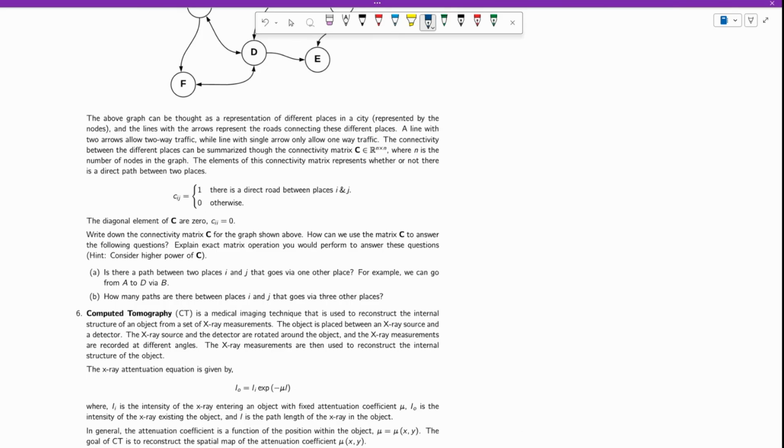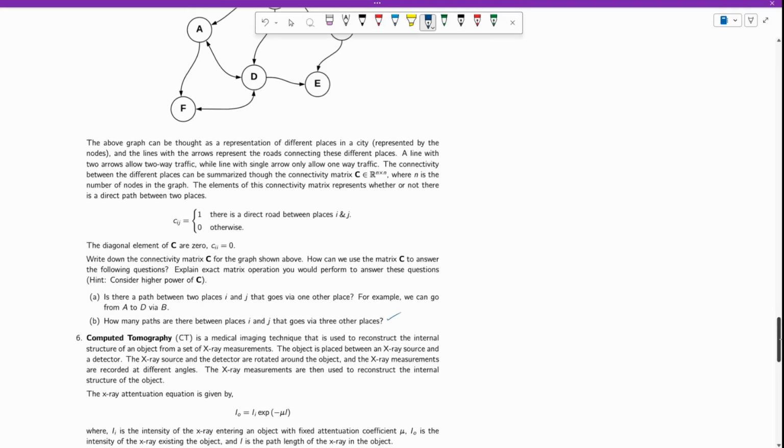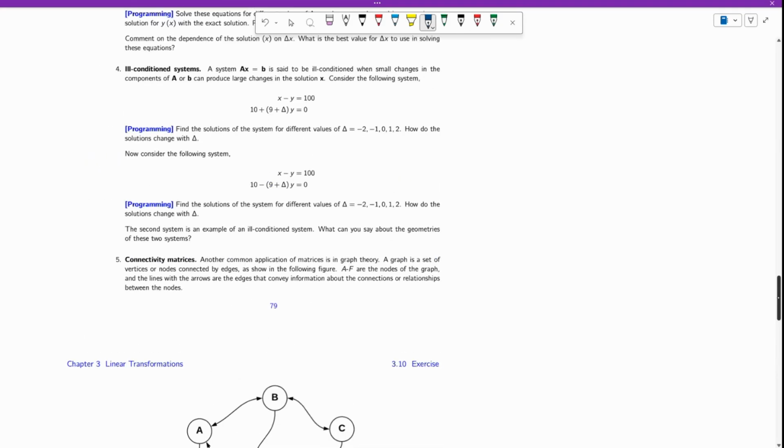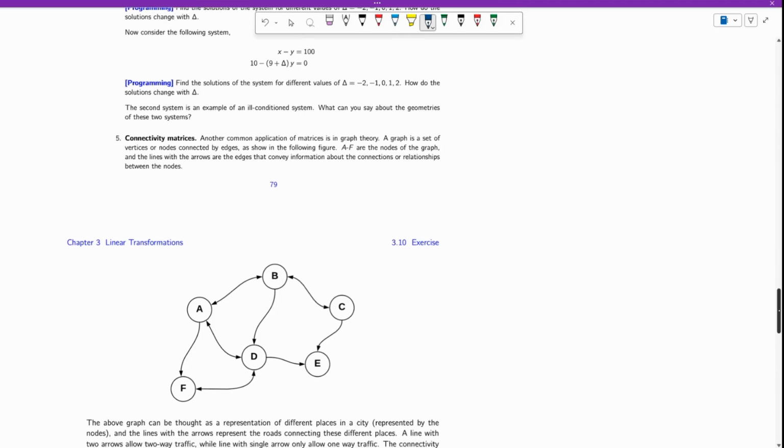What else? Anything else? This one is it. Okay. I'll have to see what the problem is first. I don't remember. Connectivity matrix graph is set.